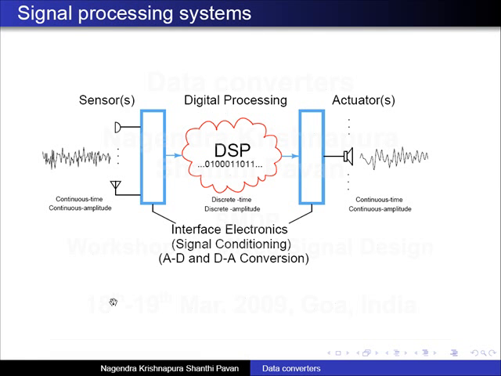This block diagram shows a generic signal processing system of today. It could be anything. It could be your audio player. It could be your radio. Anything. Most of them look like this.